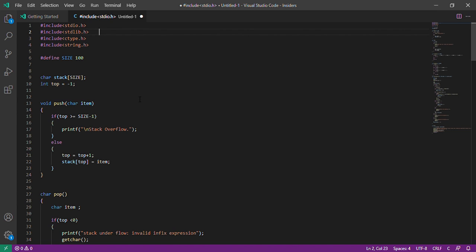Third step, if an operand is encountered, add it to y. Then next, if a left parenthesis is encountered, push it onto the stack. Then next, if an operator is encountered, then first repeatedly pop from the stack and add to y each operator on the top of the stack which has the same precedence as or higher precedence than the operator. Then next, add the operator to the stack. End of if.